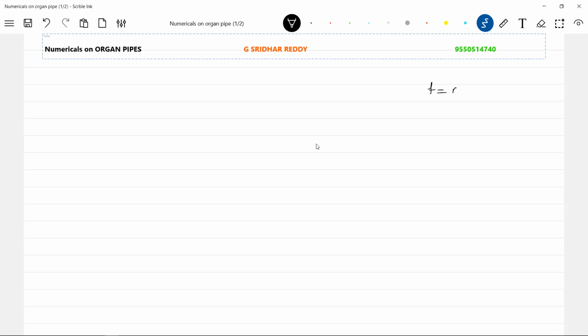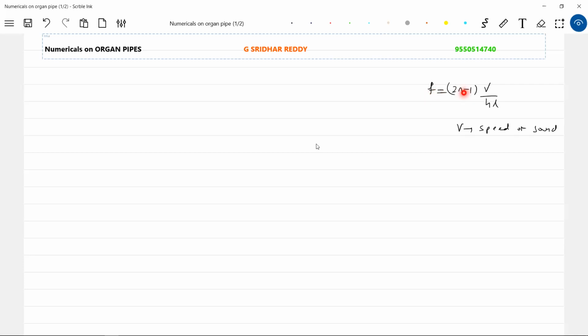Discussion like this, no? F is equal to (2n minus 1) V by 4L. We'll agree on this. What is V? V is the speed of sound in a medium that is filled up in a particular pipe. And what is L? L is the length of the pipe. V and L were kept constant. As I increase N, the F was increasing. Am I right? Yesterday's discussion.